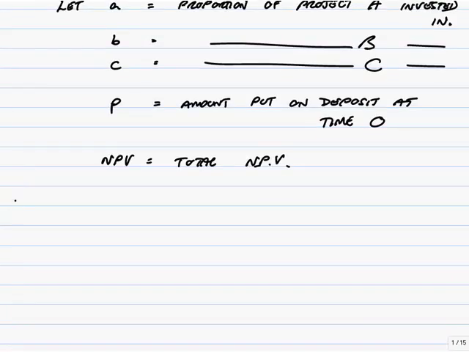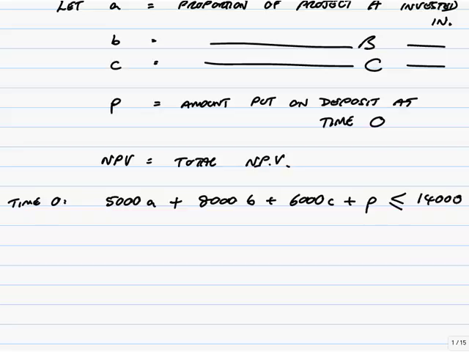First of all, time 0. At time 0, how much are we going to invest? Well, if we're investing in a proportion A of project A, surely the total investment in A will be 5,000 A, 50% of A, 80% of 5,000, and so on. In addition, we're investing in a proportion B of B, so we'll need another 8,000 times B, and similarly 6,000 times C. So there's the total that we'll need to invest. In addition, we can put money on deposit. Well, that was P, so the total we'll be using is that. And the total cash available is 14,000. It cannot be more. It must be less than or equal to 14,000.